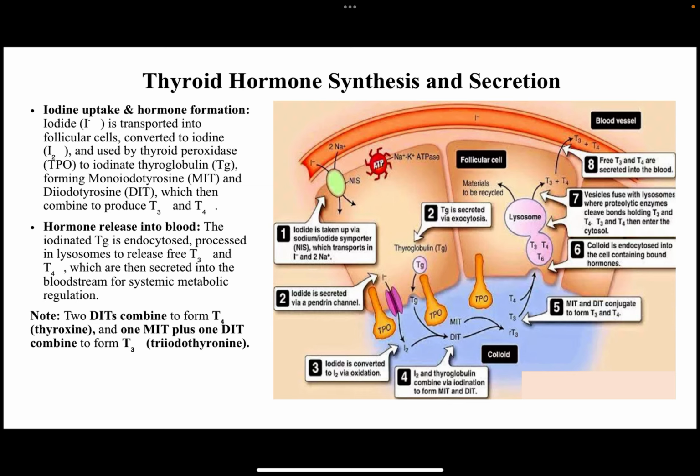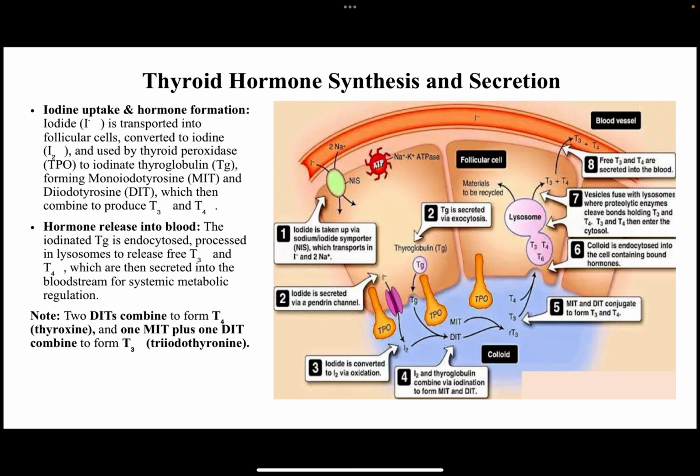Now, once the iodide has entered the follicular cell of the thyroid gland, we have an enzyme in the thyroid gland that we call thyroid peroxidase, TPO. This thyroid peroxidase helps convert the iodide into iodine in the thyroid gland.